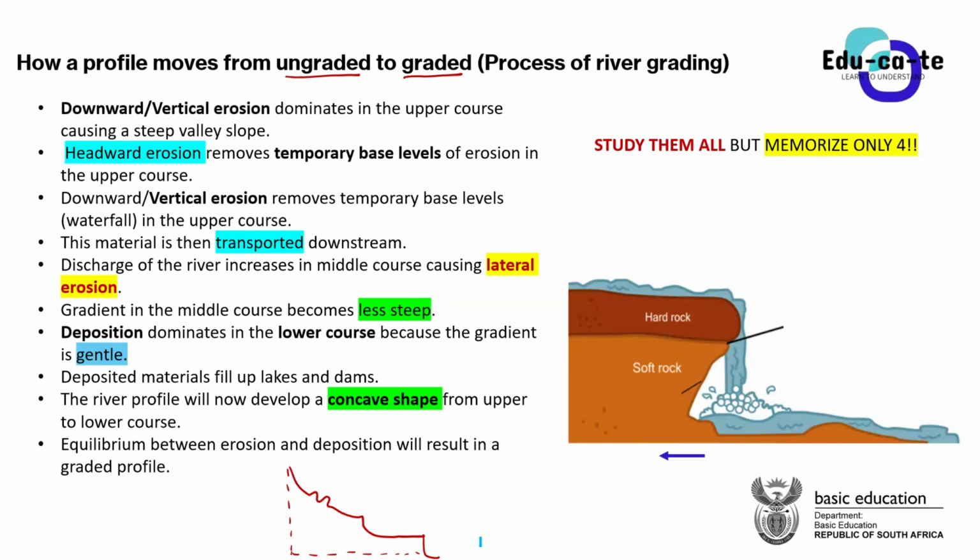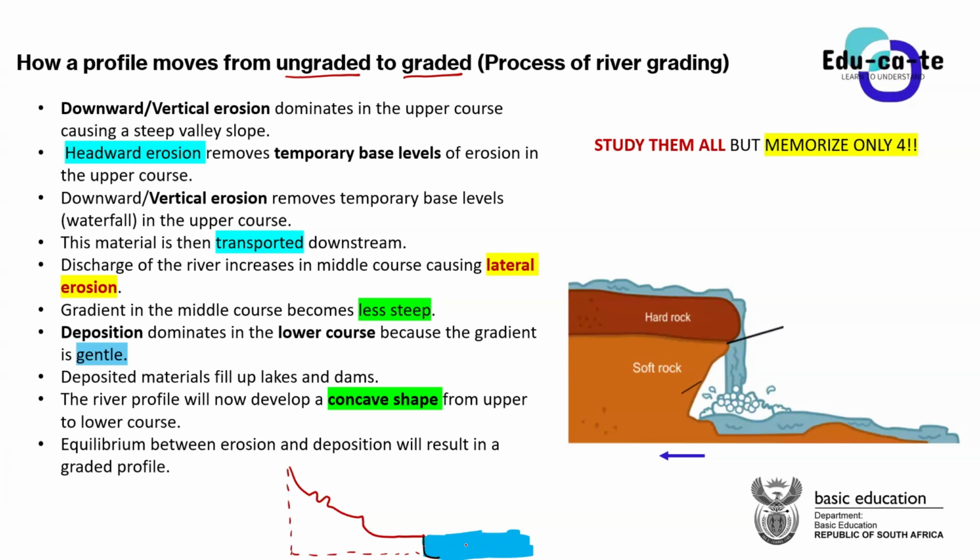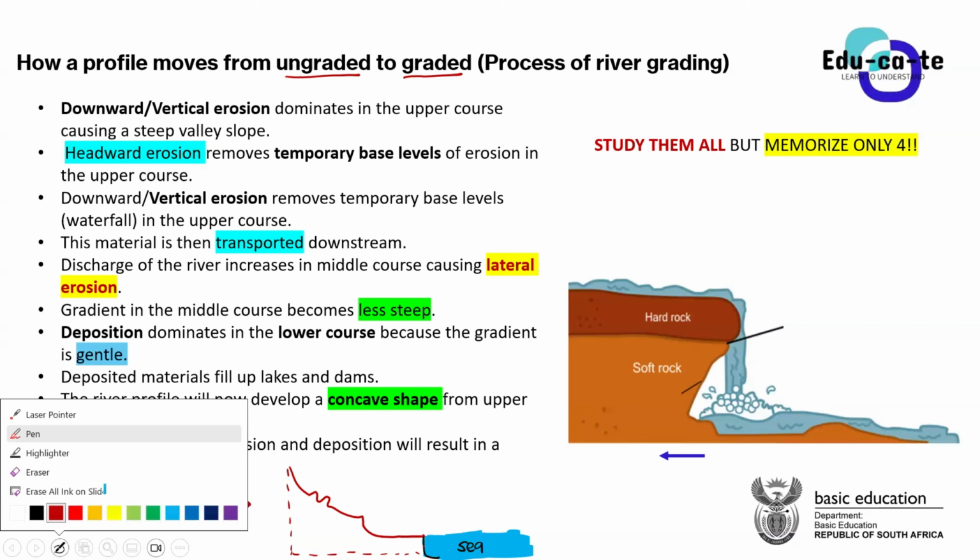Okay, so this is the sea, or the permanent base level of erosion. This is the sea, where the river is offloading its waters. All right, so what's happening here? This is an ungraded river profile. You can already see that this river profile has obstructions.